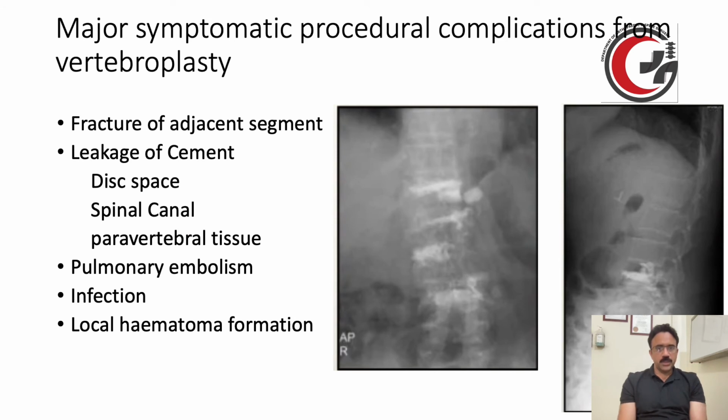The major symptomatic procedural complications from vertebroplasty are adjacent segment fractures, leakage of cement, most commonly to disc space, canal, and paravertebral tissue, and pulmonary embolism. A local infection and local hematoma formation have also been described.